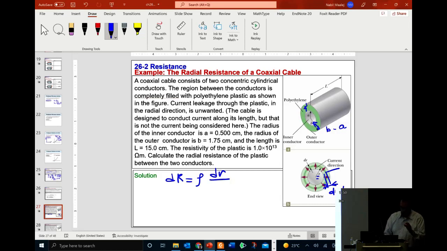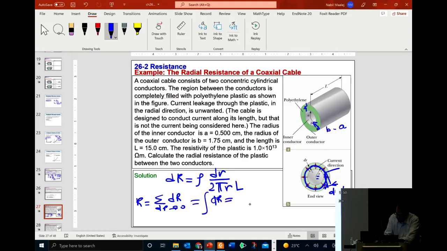What is the area? The area is the area of the cylinder. So it has a circumference of 2 pi r, and the length of L. So it's 2 pi r, which is the circumference, times L. This is the element resistance of this element, dR equals rho dr over 2 pi r L. Now, if I want to determine the resistance from a to b, I can integrate this. So the total resistance is the sum of all of these dRs when dr goes to 0.